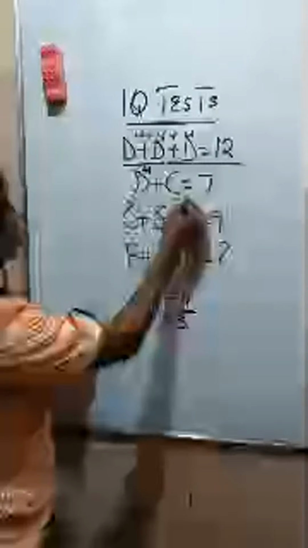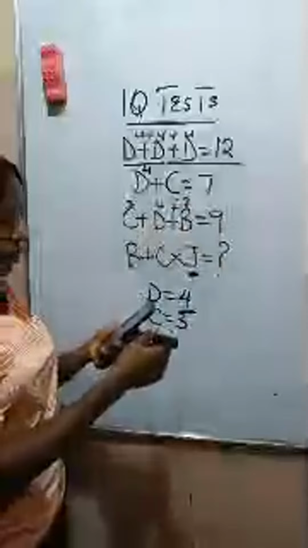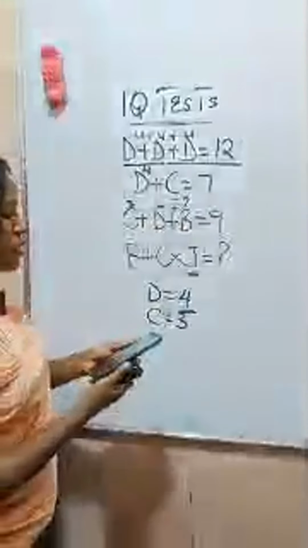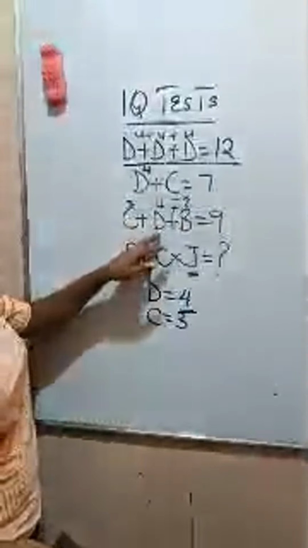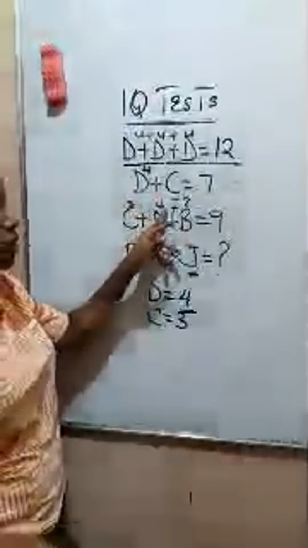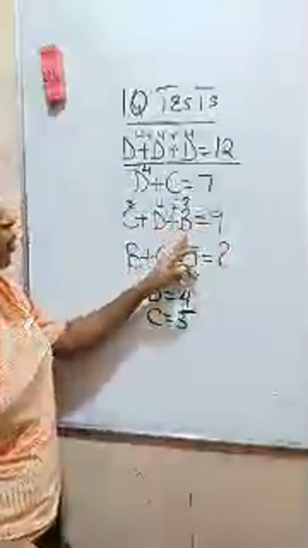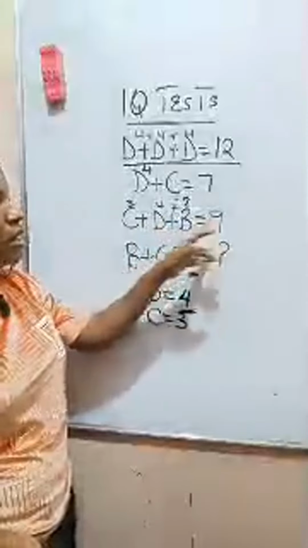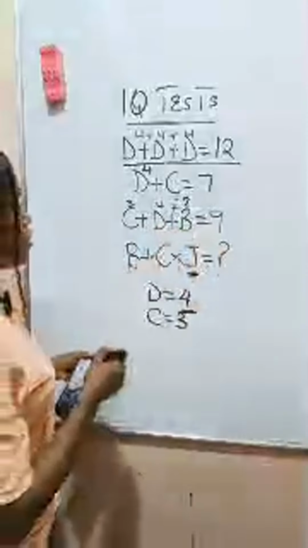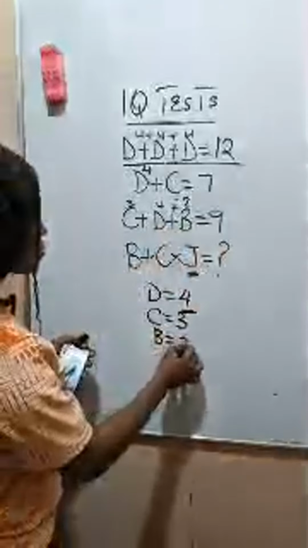So plus what will give us 9? If we solve it now, we have C plus D, that is 3 plus 4 is 7. Now 7 plus B will give us 9. So it means that 7 plus 2 will give us 9. That shows that our B is 2. So we write B equals 2.